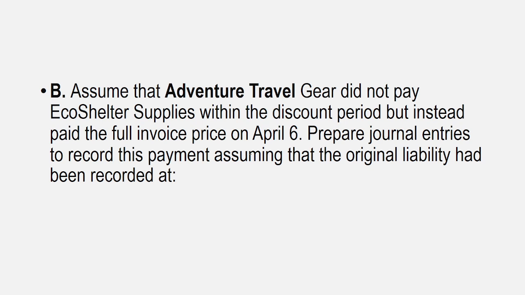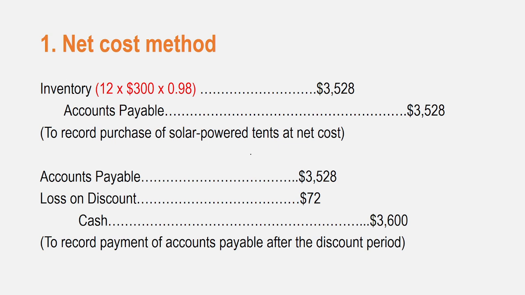Okay, let's look into the next economic scenario. Assume that Adventure Travelers did not pay EcoShelter Supplies within the discount period, but instead paid the full invoice price on April 6. Please prepare journal entries to record this payment, assuming that the original liability has been recorded at net cost and gross invoice price method. So start with the net cost method.